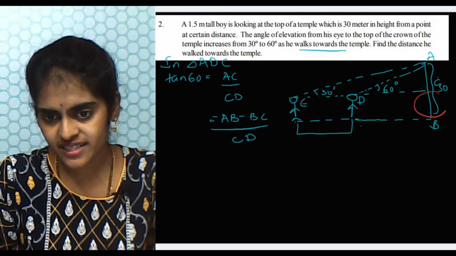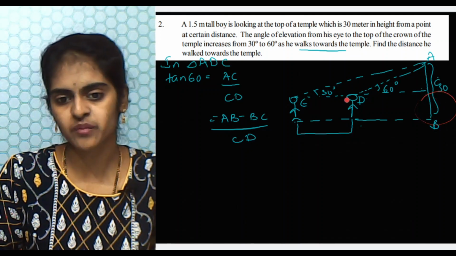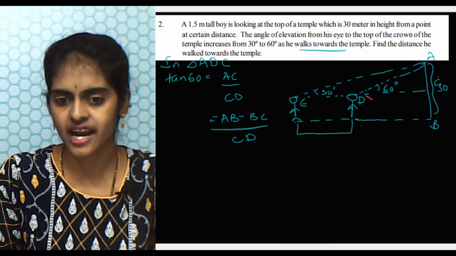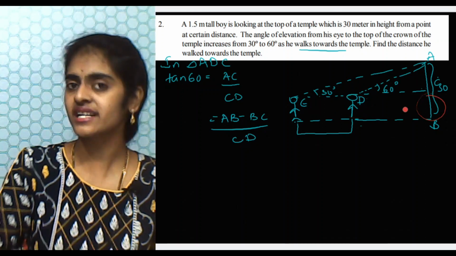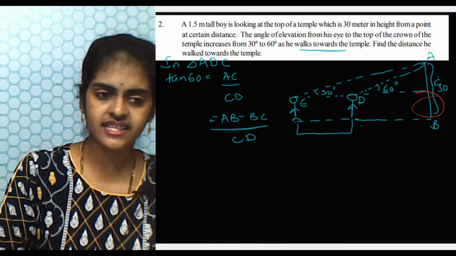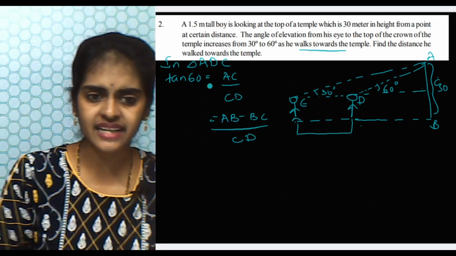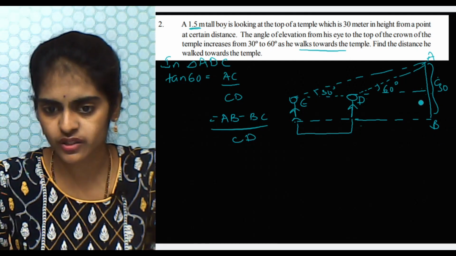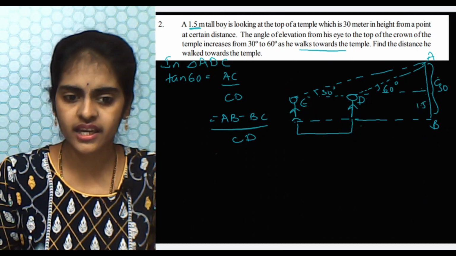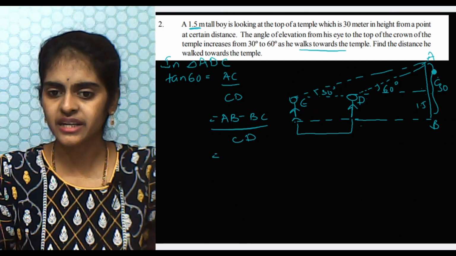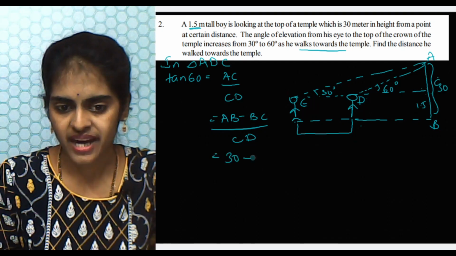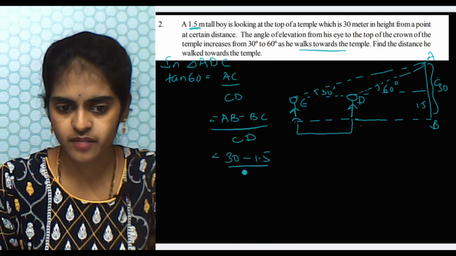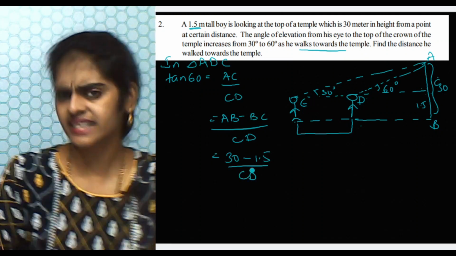But what is BC? BC is nothing but this height of the boy. The height of the boy and this BC are both the same, isn't it? So let me write it here. Height of the boy is 1.5, so this is also 1.5. So AB, the complete height of the temple, is 30, minus BC, which is 1.5, divided by CD. You don't know CD, so let me take it as CD itself.